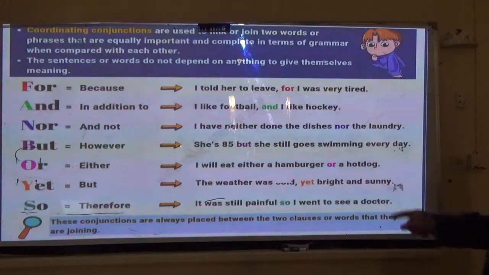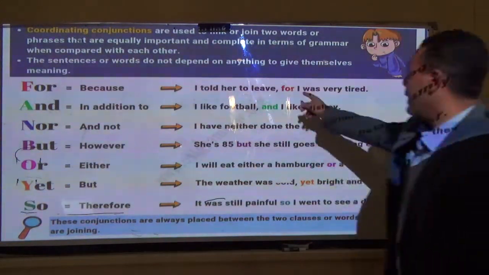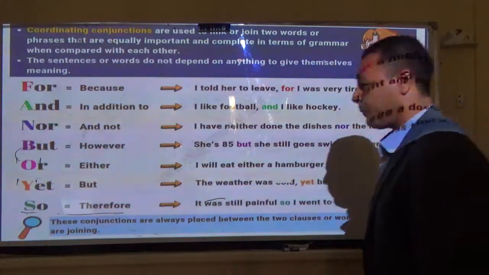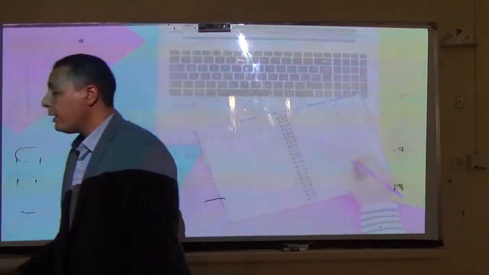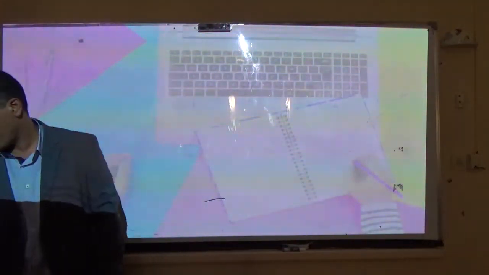So these conjunctions are always placed between the two clauses or words that they are joining, as you see here. Okay. Now let's move to the complex sentence.